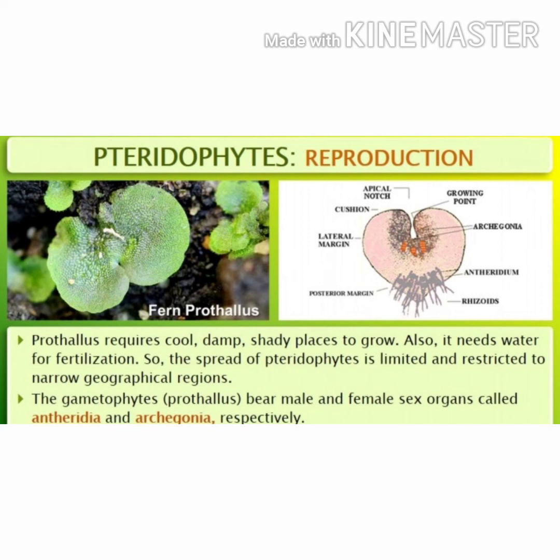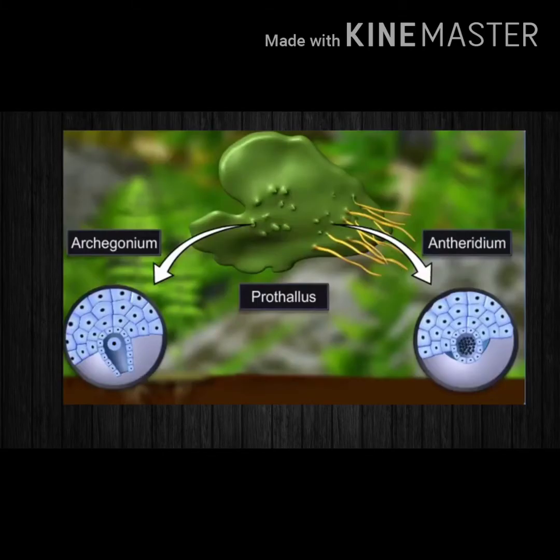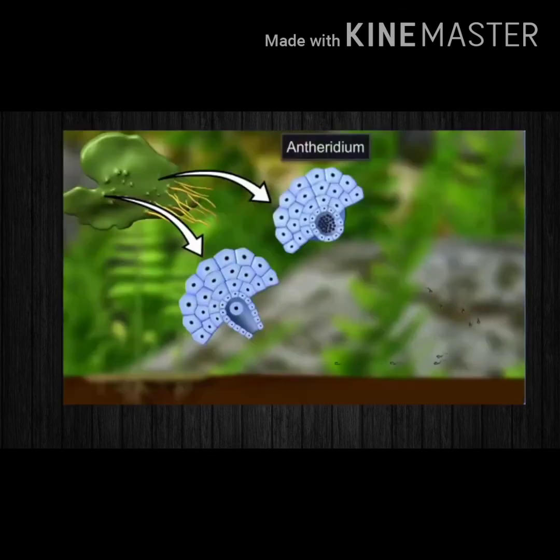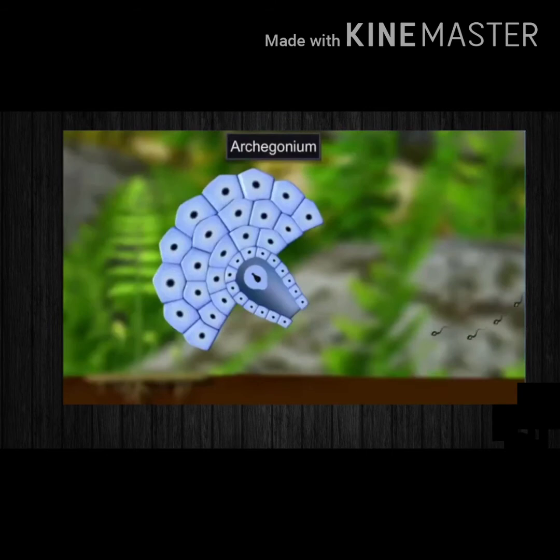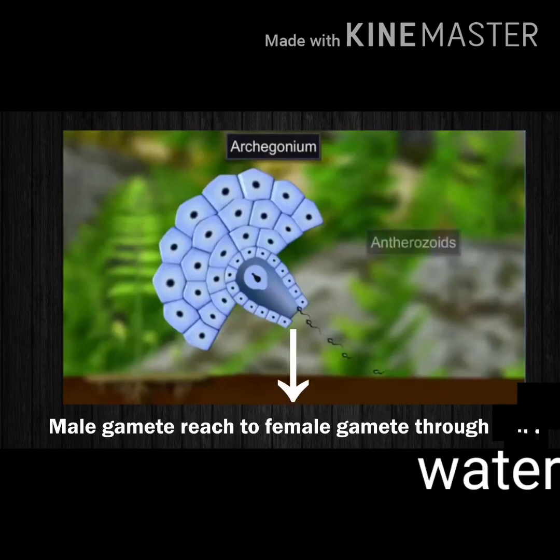The gametophyte or prothallus bears male and female sex organs, which are called antheridia and archegonia respectively. During fertilization, the antheridium will produce antherozoids. These antherozoids will come and enter the archegonium through water. Inside the archegonium, the egg is present, and the antherozoids will fuse with the egg to become a zygote. For the movement of antherozoids, water is an essential medium.